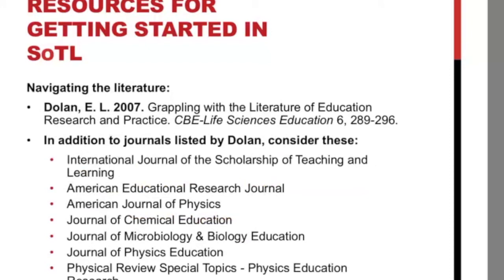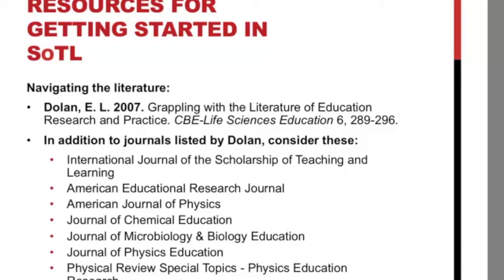In terms of navigating the literature, my colleague and friend Erin Dolan has written an excellent review in CBE Life Sciences Education about grappling with the literature of education, research, and practice. I highly recommend that you take time to read this article. In this article, Erin goes through really what educational literature is like, what it means to have a theoretical framework, and how that theoretical framework compares with the background literature that we see in scientific research. She also gives a whole list of really two pages worth of education research journals and gives some description about those journals and what you might find there. And then she offers some advice about how to get started doing this type of research.